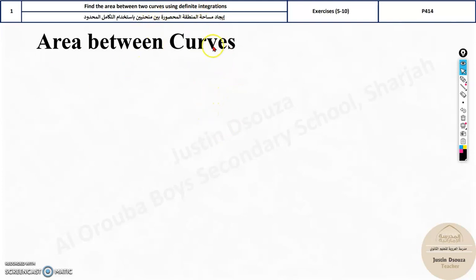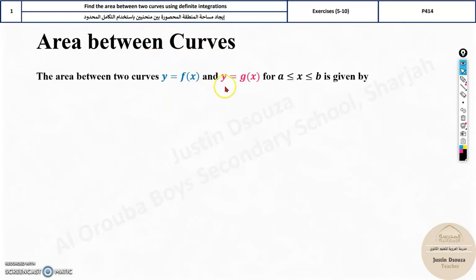But before we go to the problem, let's see the formula which will be used. Now, area between two curves. Let one curve be y equals f of x and another curve g of x. These are the limits a to b. You need to use this formula from a to b. a is the lower limit to the upper limit. The function f of x minus the other function g of x dx.